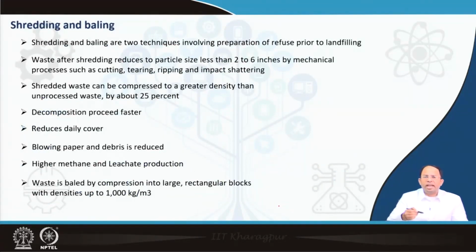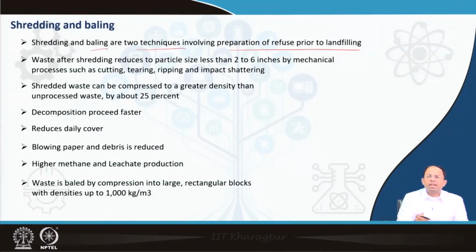Then we will talk about shredding and baling. Before waste is taken to a landfill site, we can further process it, or we can reduce it, or we can organize it, you can say, right? So, shredding and baling are these two techniques involving preparation of refuse prior to landfilling. Now, if the waste is shredded, it means we make it into smaller pieces. We have discussed some of it earlier as well.